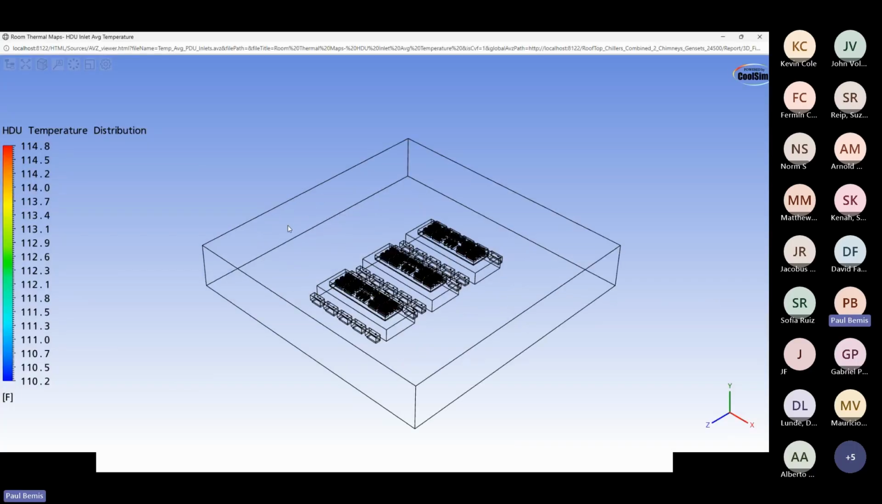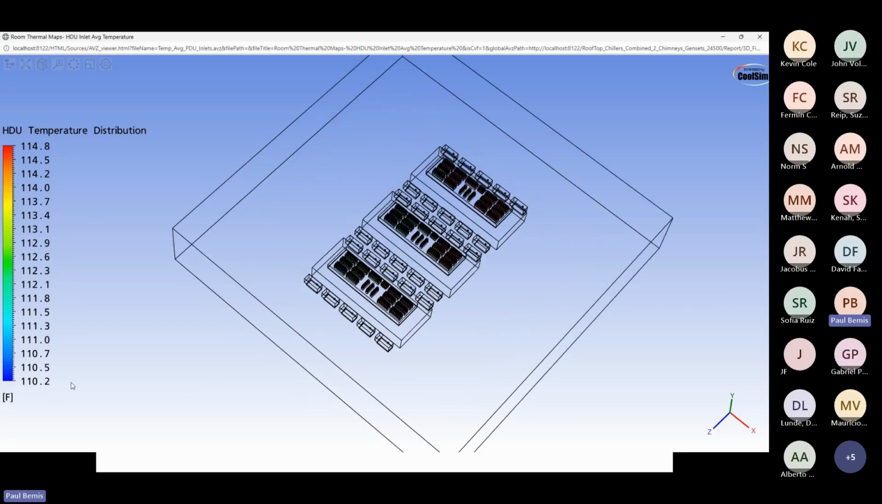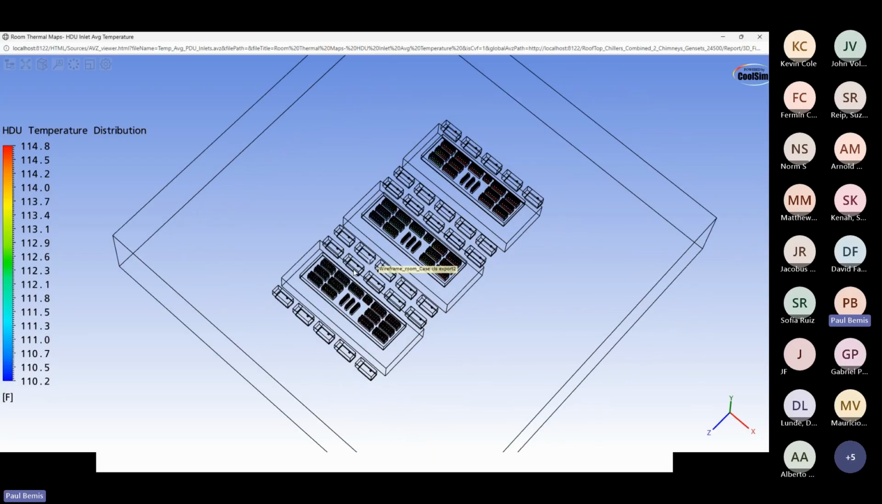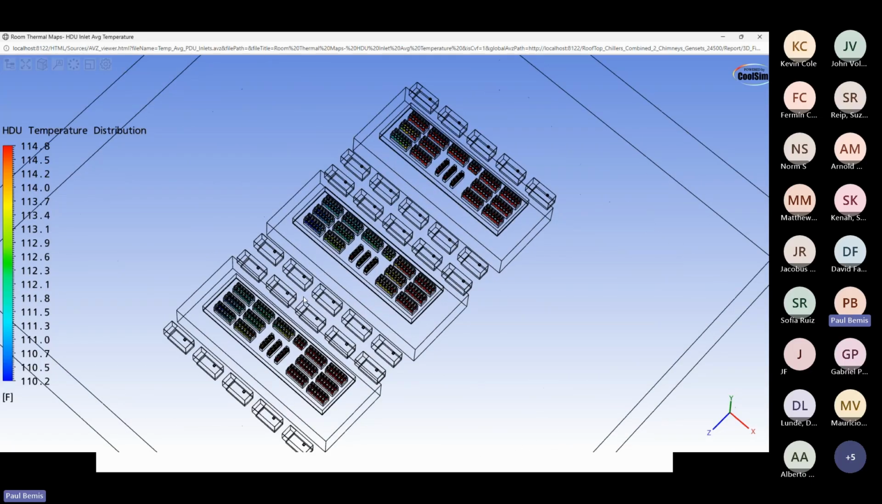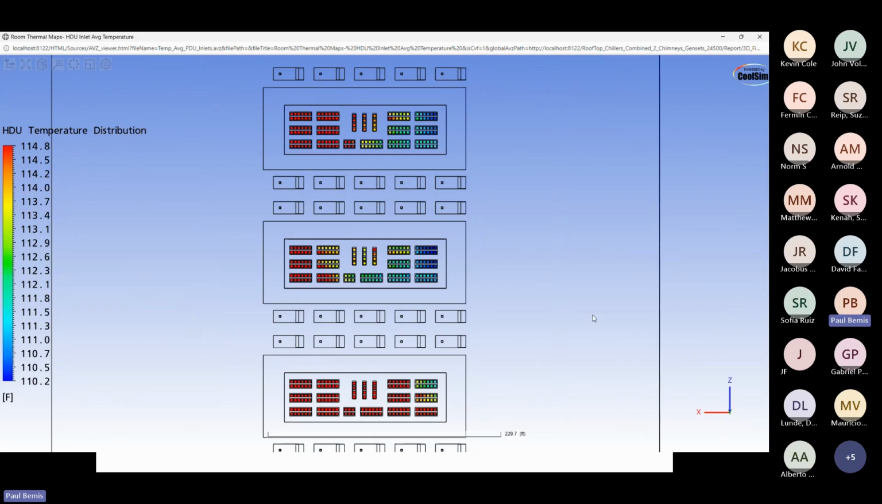So here we have the outlet. Again, not too bad. We're seeing the ambient temperature of the air is 110. We're seeing a 5 degree rise. And let me just use my control keys here. That's a Y. N takes off perspective. So I flipped it around.